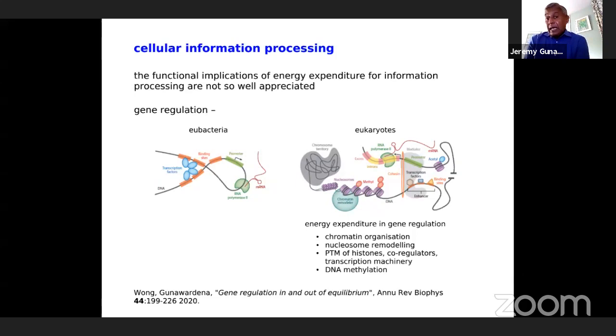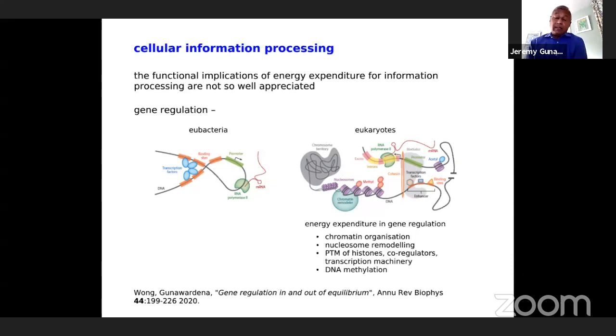In contrast, in eukaryotes, we can list a number of different sources of energy expenditure, some of which are in fact listed there. And these all require the presence behind the scenes, as it were, in the sense they're not explicitly represented in these diagrams, of various forms of chemical potential, or if you like, a chemical battery, if you like, ATP and phosphate in the background.